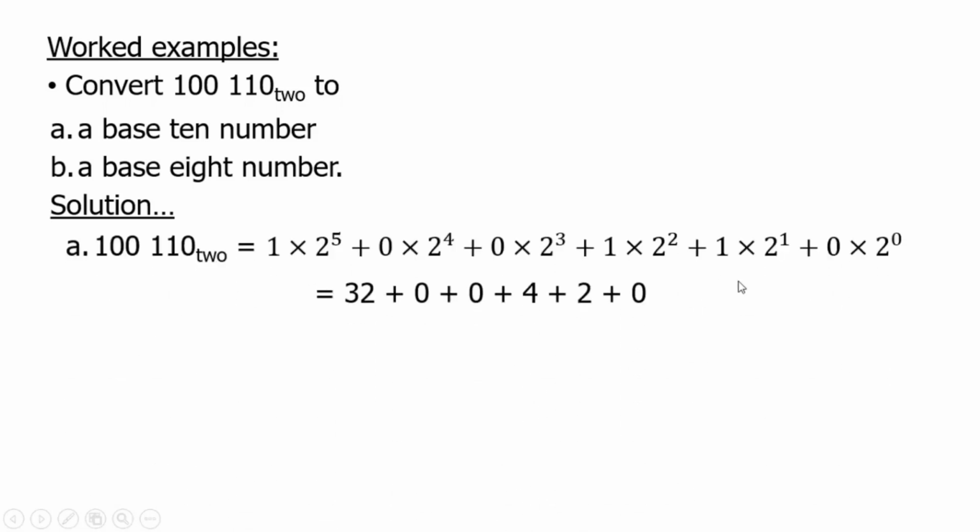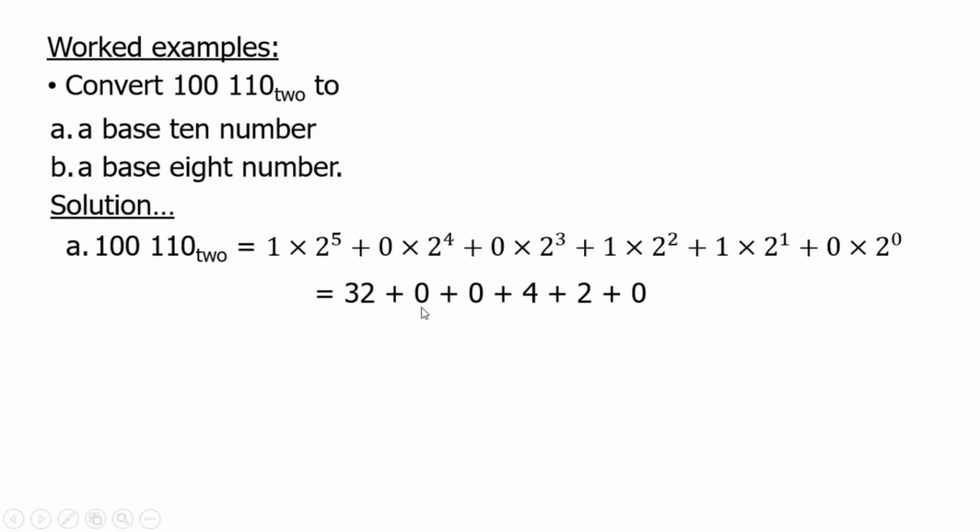Now it says here, do not forget, I said any number raised to the power of 0 gives you what? 1. So 1 times 1 gives us 1. 2 raised to the power 1 is 2, times 1 gives 2. 2 raised to the power 2 equals 4, times 1, 4. 2 raised to the power 3 is 8 times 0, it gives us what? 0. 2 raised to the power 4 is 16 times 0 gives what? 0.